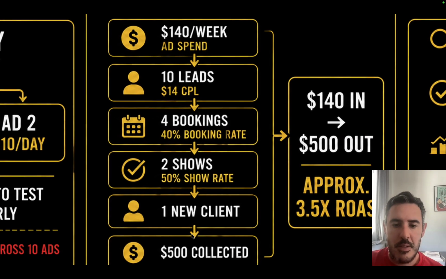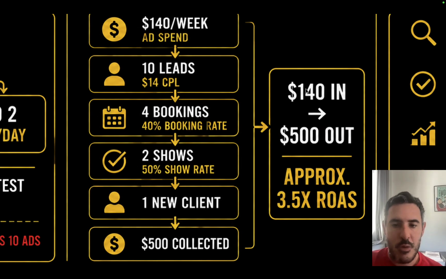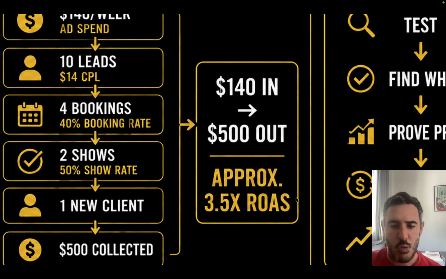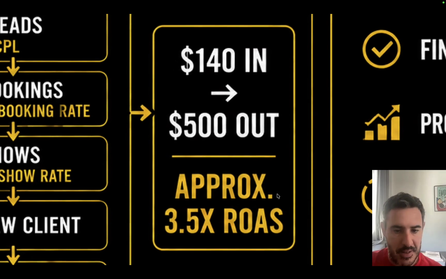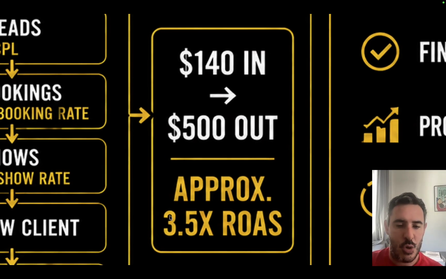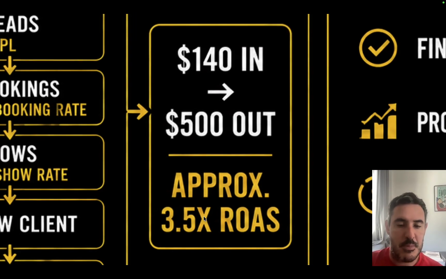So that would mean for that week, you're looking to spend roughly about $140 in and get at least $500 out. That would be an approximate 3.5x ROAS. ROAS means return on ad spend. So it means you're making 3.5 times more back in cash collected at the end of the week or before the end of the week based on what you put in. And that would be a very nice, good starting point.